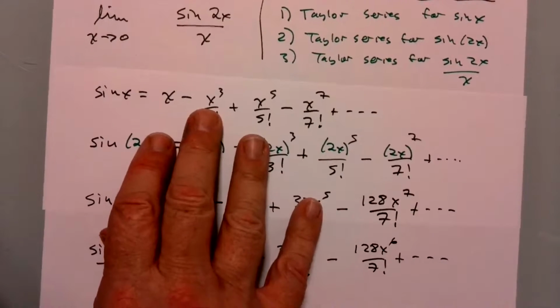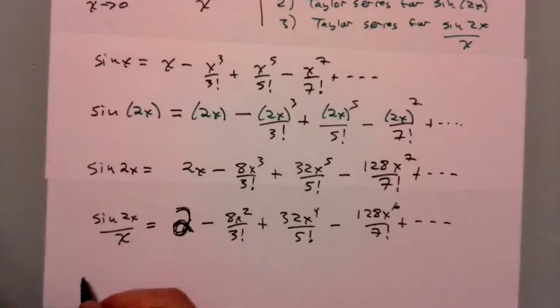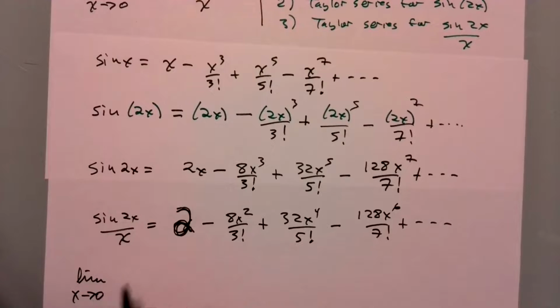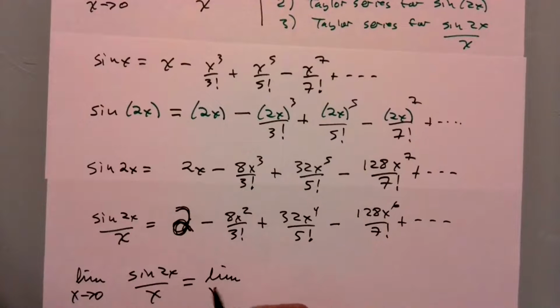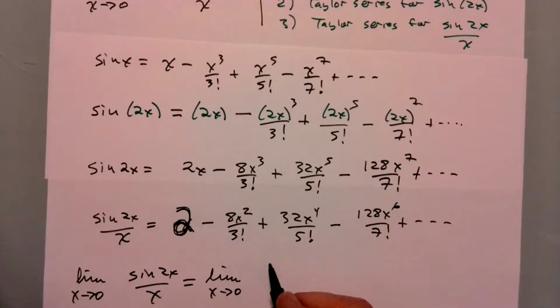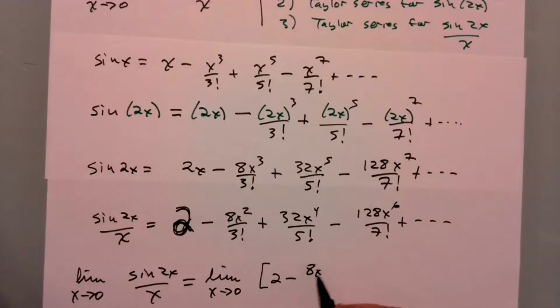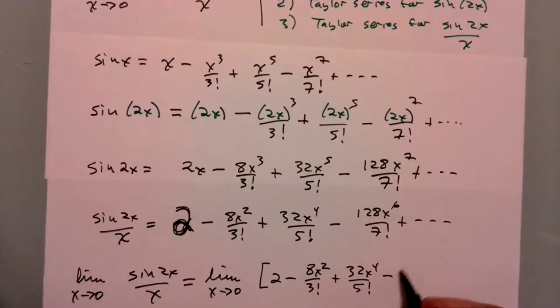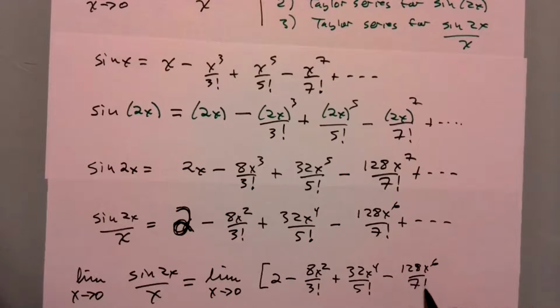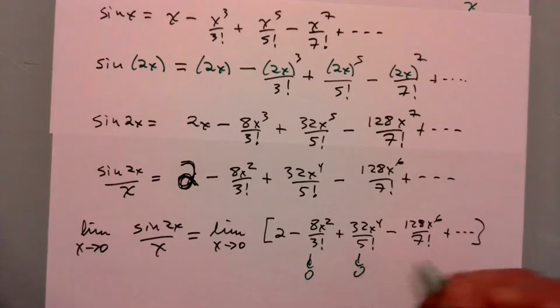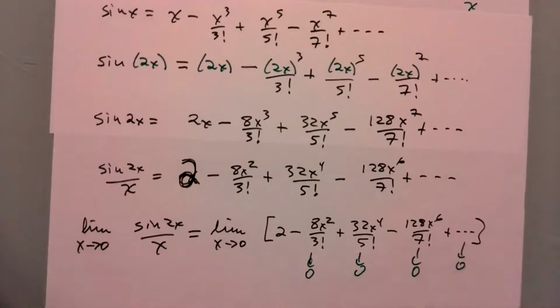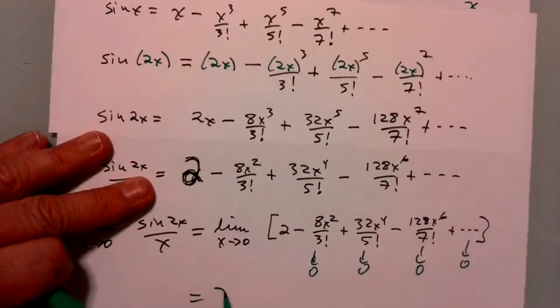So we're going to now take the limit as x goes to 0 of that. So taking the limit on both sides, the limit as x goes to 0 of sine 2x over x is the limit as x goes to 0 of all of this stuff, 2 minus 8x squared over 3 factorial plus 32x to the 4th over 5 factorial minus 128x to the 6th over 7 factorial plus dot, dot, dot. All of those pieces go to 0. Yes, this piece goes to 0. Ba-boom, this piece goes to 0. This piece goes to 0. Everything after goes to 0. So my answer is that that limit equals 2.